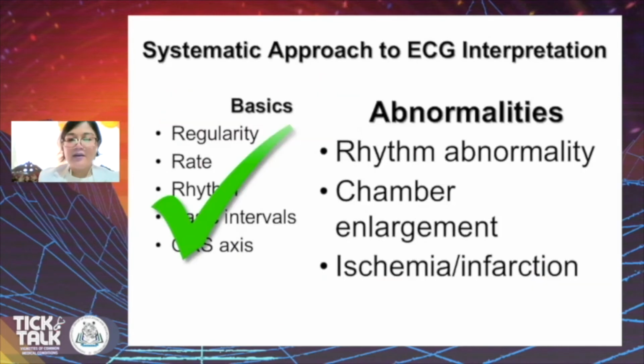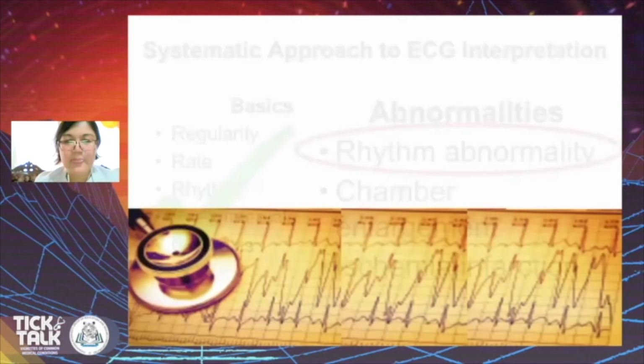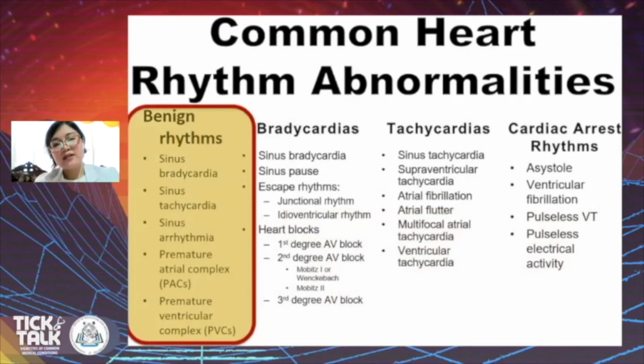Finally, after taking a look at what is normal, we go now to the different rhythm abnormalities. There are other abnormalities that we can take a look at on the ECG, but for this particular lecture we just have to focus on rhythm abnormalities. So let's start. For purposes of discussion, I decided to group them according to whether we're looking at benign rhythms, slow or bradycardic rhythms, tachycardic or very fast rhythms, and finally, rhythms that would cause even the doctor to palpitate because they are fatal arrhythmias. So let's begin with benign rhythms.